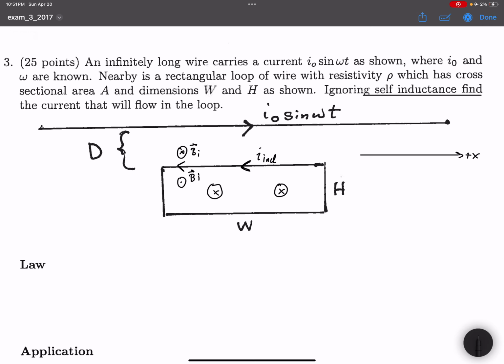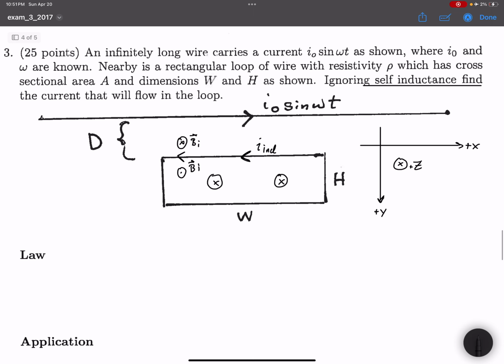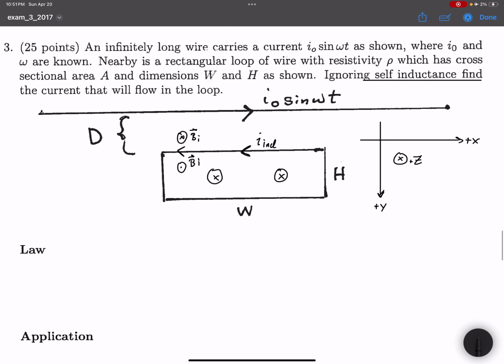We'll say that positive x is to the right, positive y is down, just because the loop is below. Then you curl towards x, so z would be going into the page. Yeah, if x is here, then z is into the page. So the positive z direction will be into the page, and that's good because we have our magnetic field, or we'll just call it B naught.